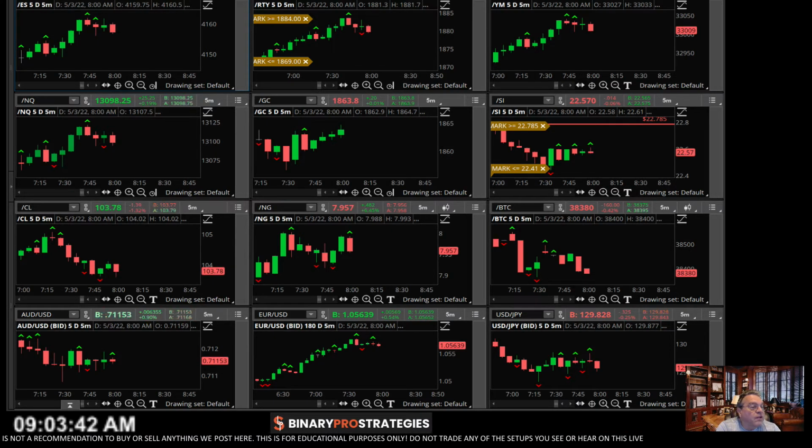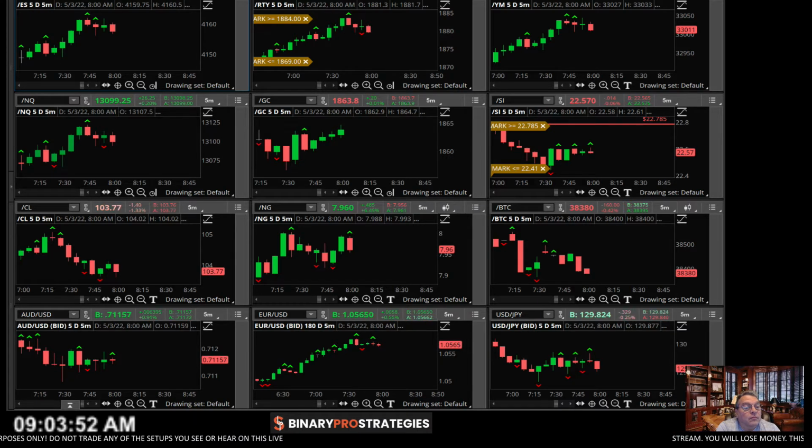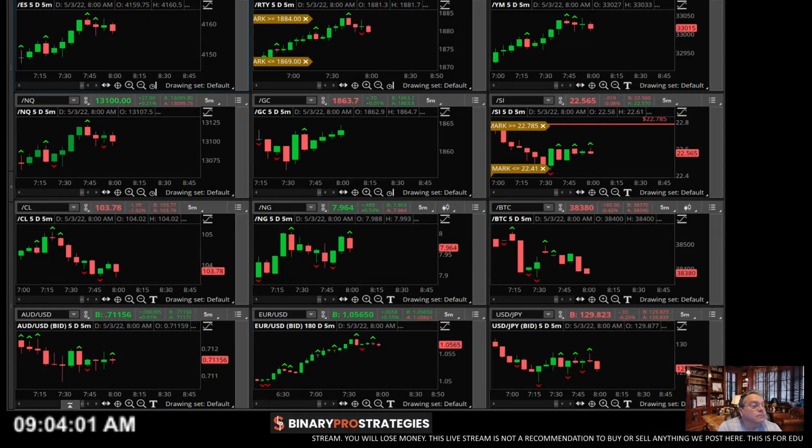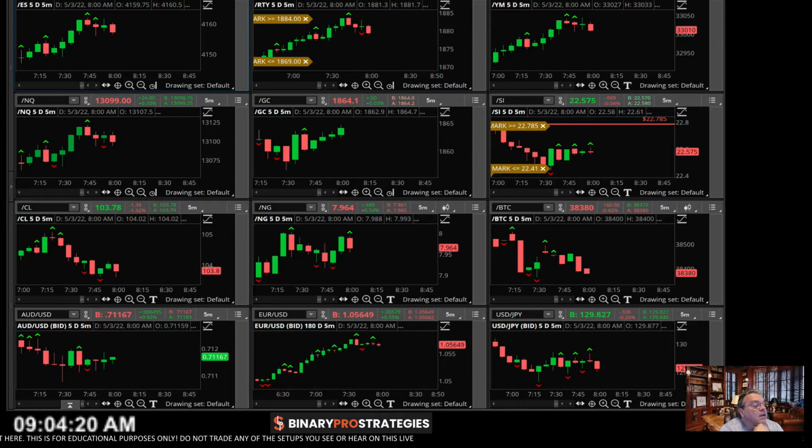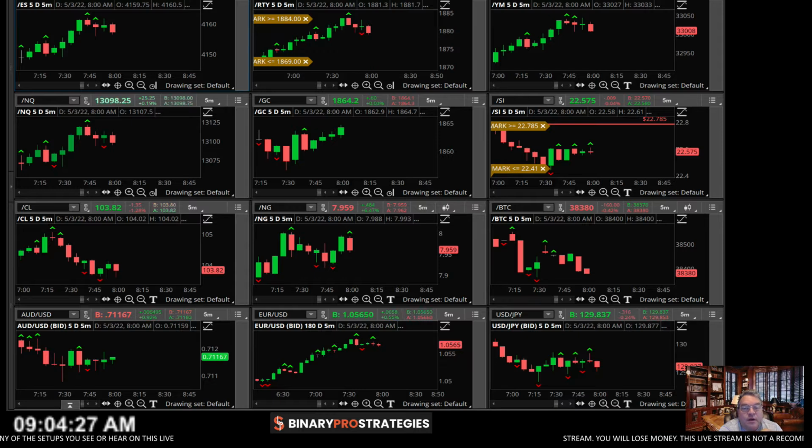Also getting a short now on natural gas. Now this is going to be a pretty tight stop here. We are above entry, so short on natural gas. Target is going to be 7.91.